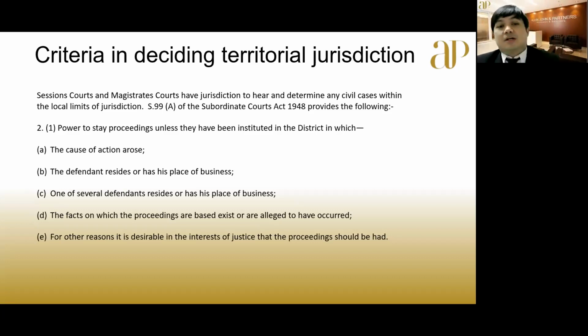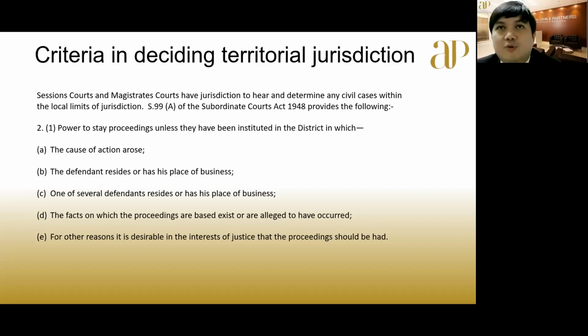Okay, so a simple analogy would be this: if you have a problem with someone and you're going to pick a fight with them, chances are you would approach the person you have the problem with. It's not the other way around. The person with the problem will not come to you. So most importantly, the cause of action.